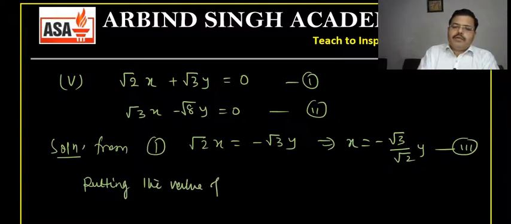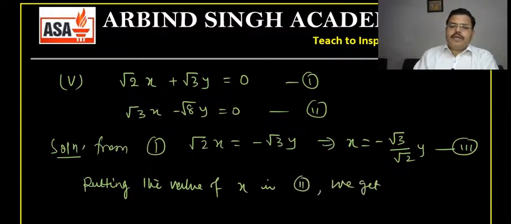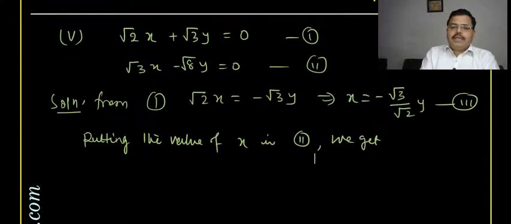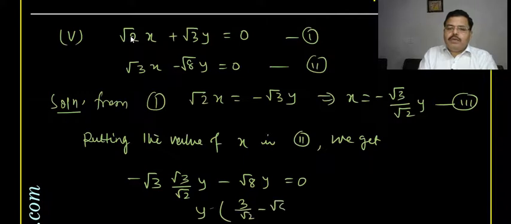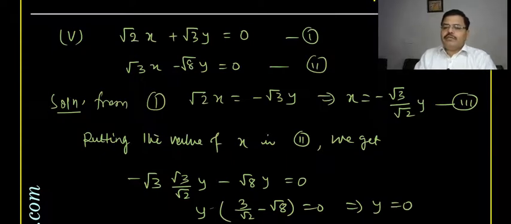Putting the value of x in the second, if I am putting the value of x, then this will be root 3 times x, which is minus root 3 by root 2 into y, right, minus root 8 y is equal to 0. So if I take y common, then this would be y into (3 by root 2 minus root 8) is equal to 0, and this implies y is equal to 0, because the constant will divide on this side, it will be 0. If I put y is equal to 0 here, x will also be 0.